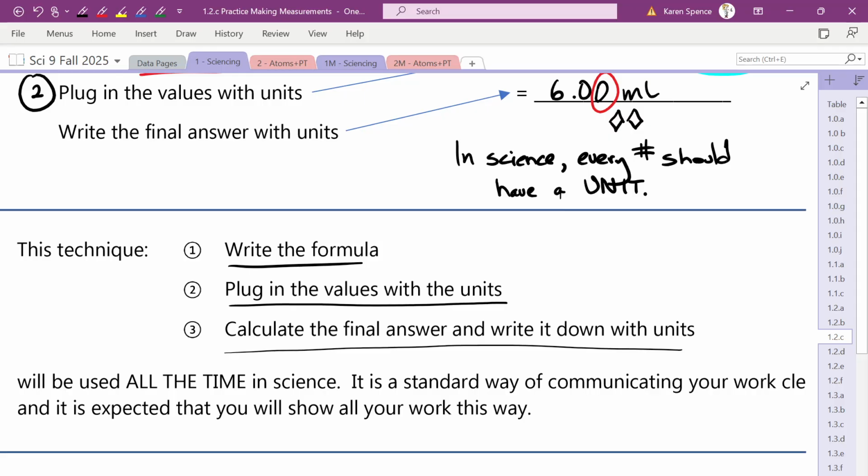And folks, make sure you hand in your activity. I'm going to give you credit for it, okay? Thank you very much.